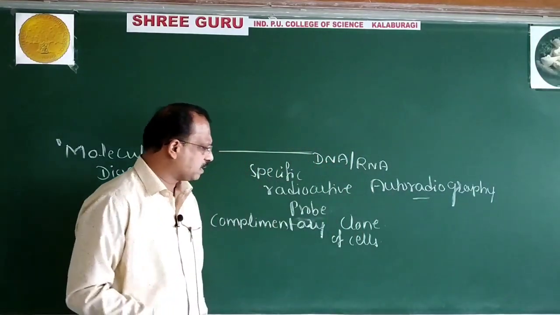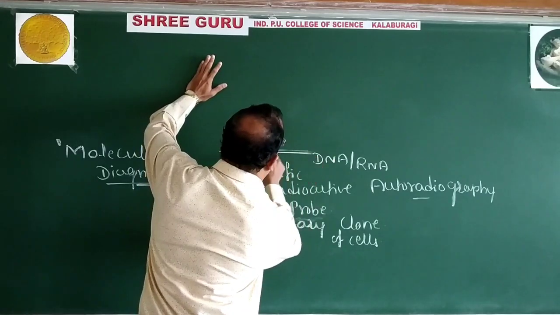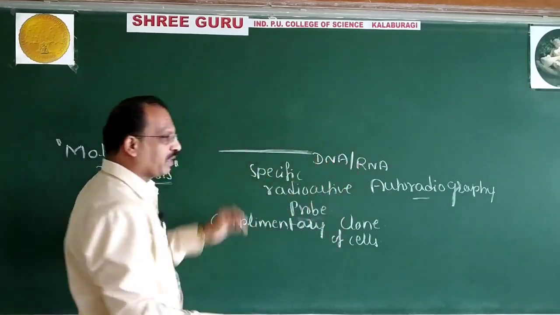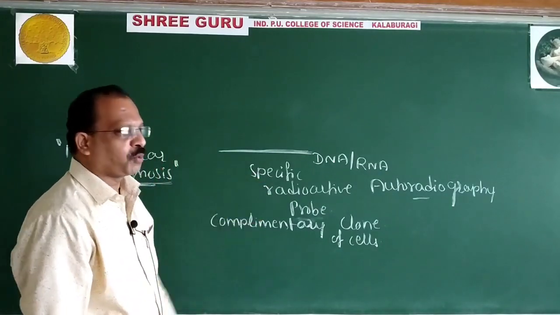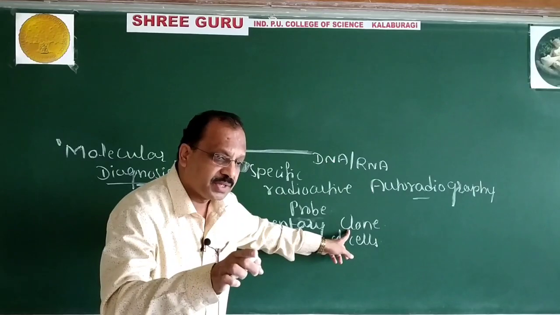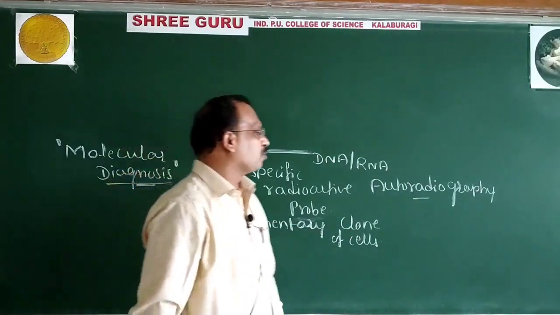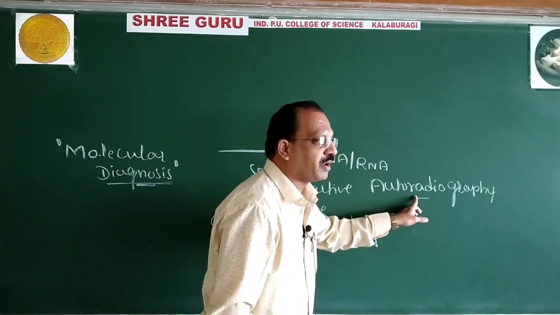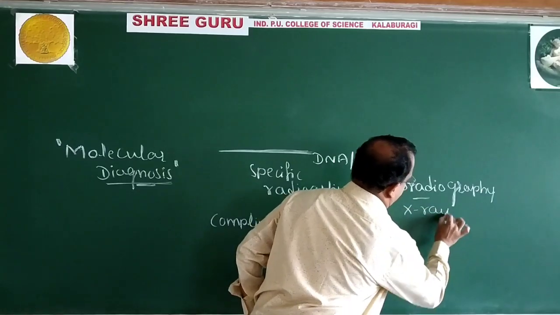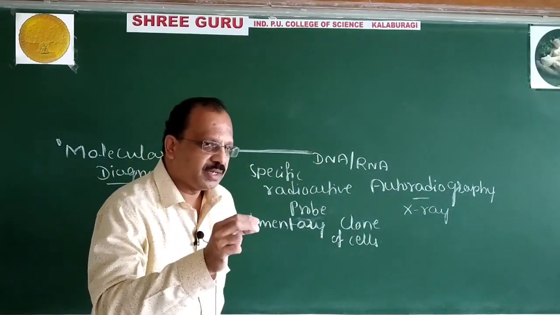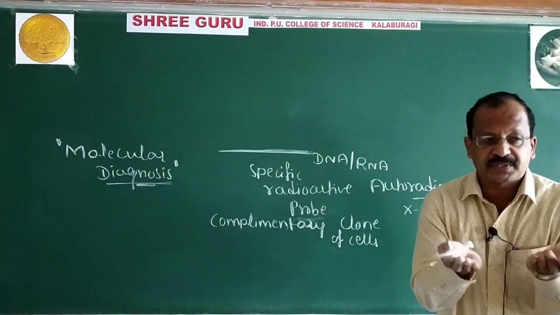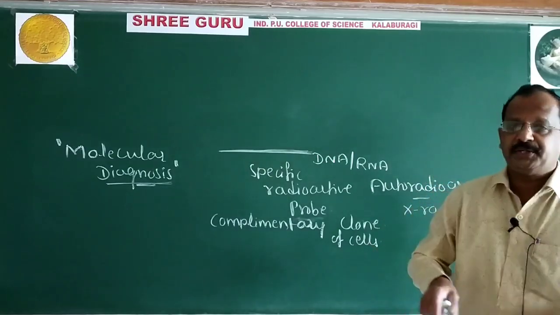Look over, this matter is a little bit complicated. A single stranded DNA or RNA is tagged with a specific radioactive probe. Then it is allowed to hybridize to its complementary strand in a clone of cells. Followed by that, it is detected by using autoradiography, which is in one way similar to X-ray. Generally, the mutated gene will not appear in the photographic film, because as such, we don't have a probe that will bind to the mutated gene.